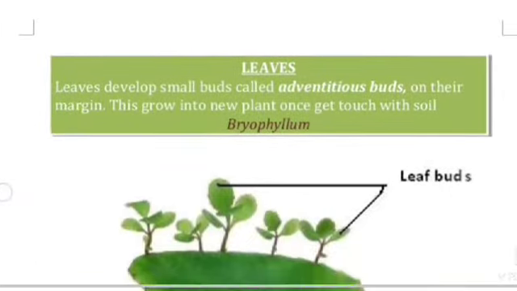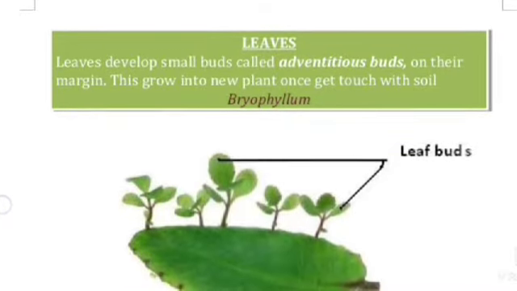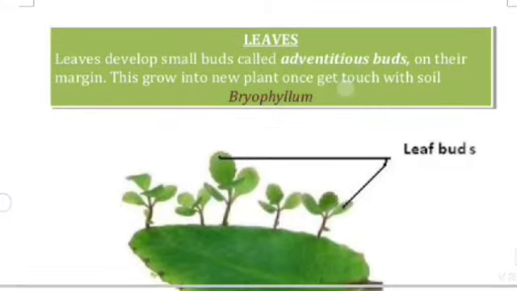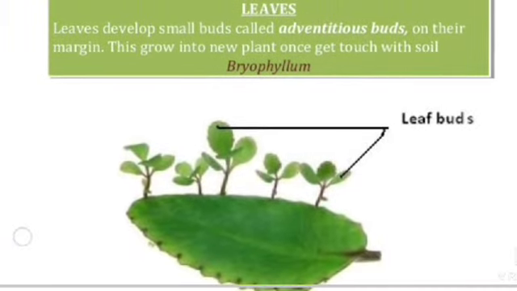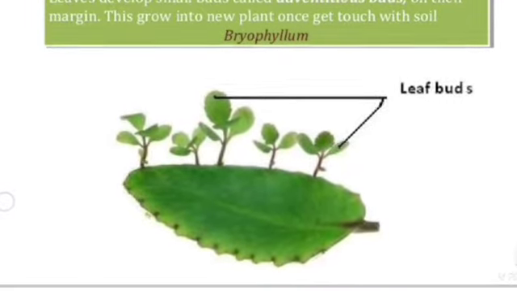Gladiolus. Leaves: leaves develop small buds called adventitious buds on their margin. These grow into a plant once they get in touch with soil. Example, Bryophyllum, the leaf blade producing leafy buds.